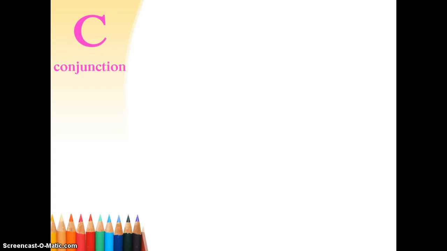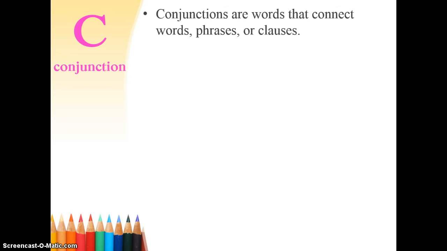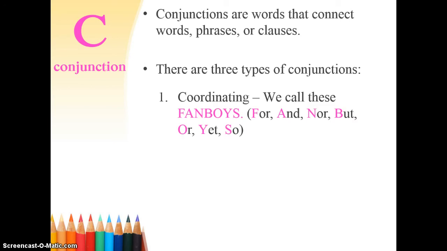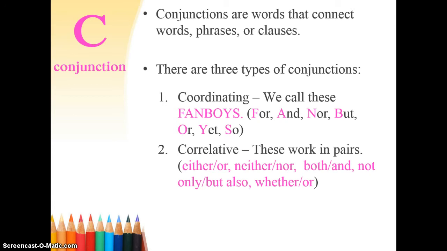Last but not least, we have the C, which stands for conjunctions and is represented by the color pink. Conjunctions are words that connect words, phrases, or clauses. There are 3 types of conjunctions. Coordinating conjunctions, we also call these FANBOYS. They are for, and, nor, but, or, yet, and so. There's correlative conjunctions, which are conjunctions that work in pairs. There's either or, neither nor, both and, not only but also, and whether or.